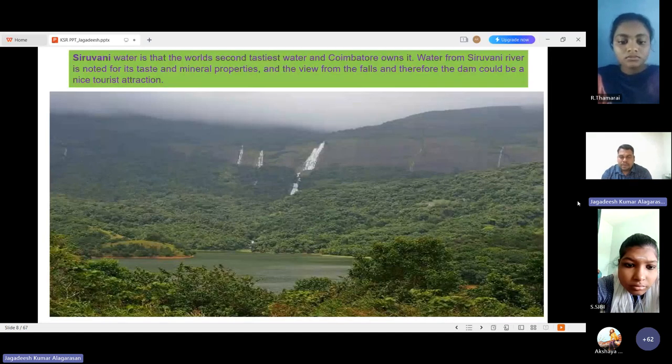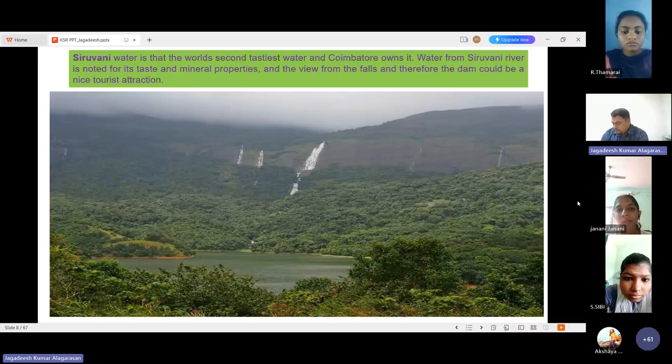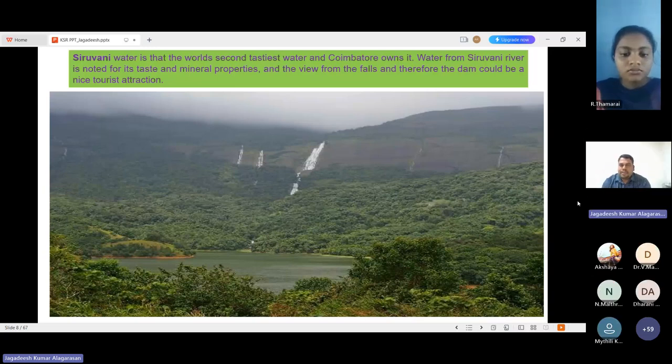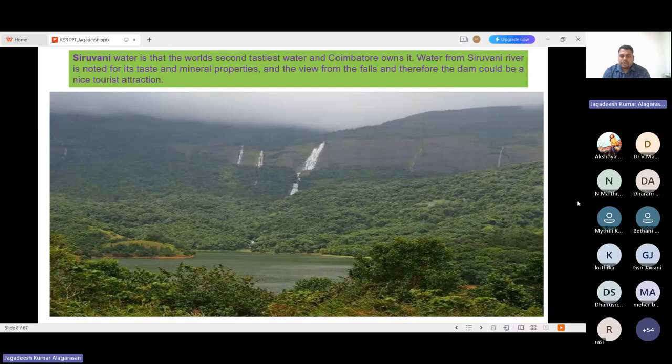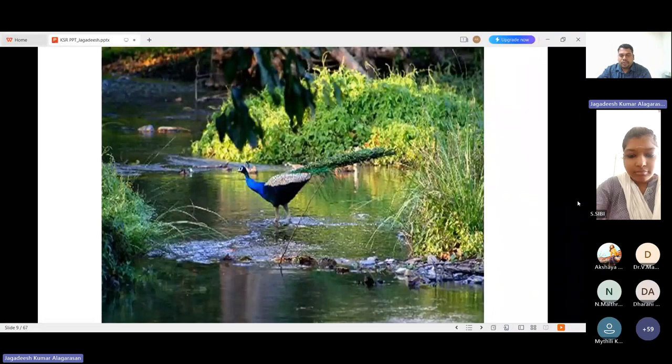Everyone around Coimbatore and Erode knows that Siruvani water is the world's second tastiest water, and Coimbatore owns it. Water from Siruvani is noted for its taste and mineral properties, and the view from the falls. Therefore the dam could be a nice tourist attraction. God gave us very sweet and tasty water. So how can we use that water? We can see, one by one, very clear water in nature. This is Olier Dam.